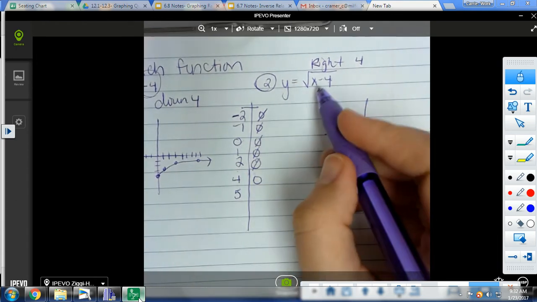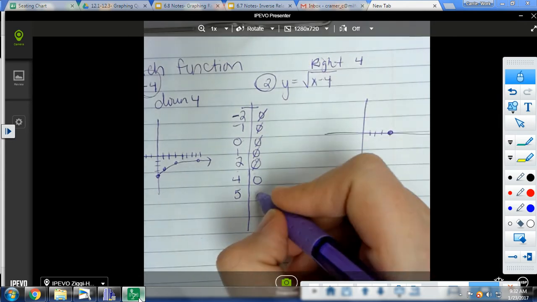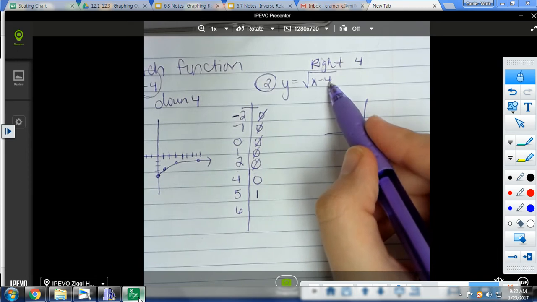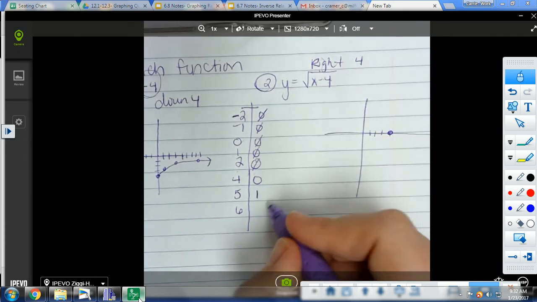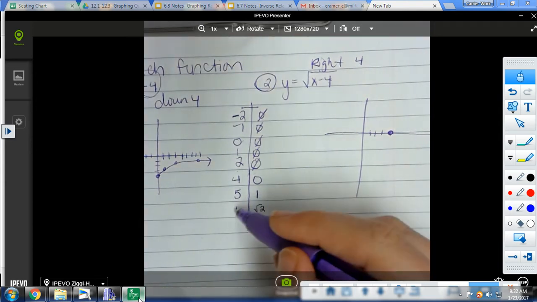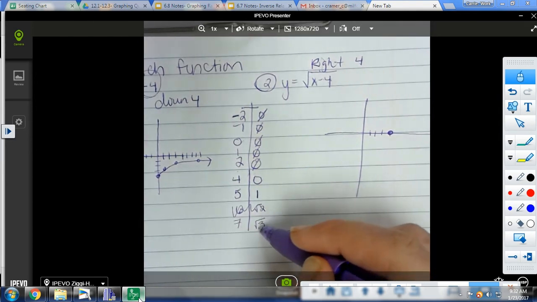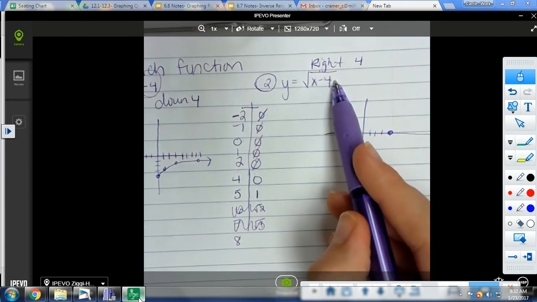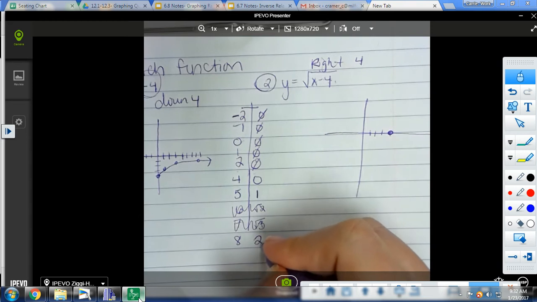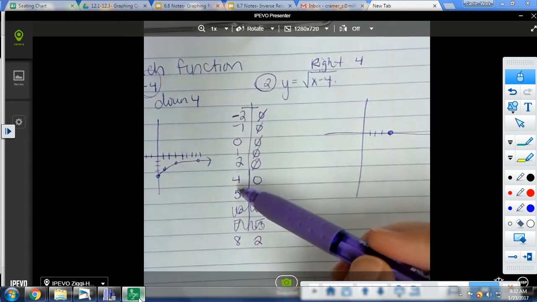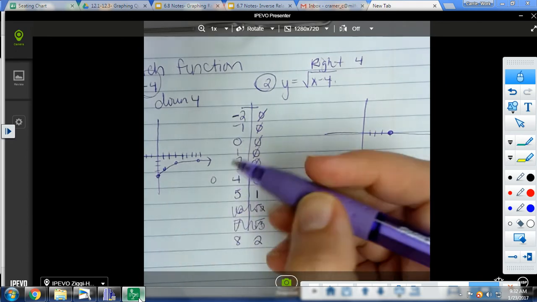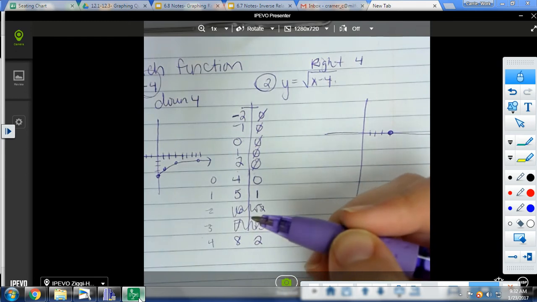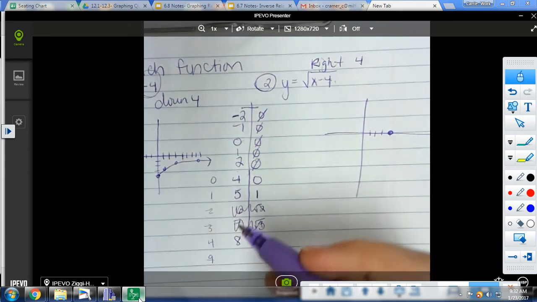So 5 minus 4 is 1. Square root of 1 is 1. 6 minus 4 is 2. Square root of 2 is a decimal, so that's not going to be very easy to graph. 7 is going to be square root of 3. That's not very easy to graph either. 8 minus 4 will be 4. Square root of that is 2. So that's a good point. Since we started at 4, our pattern is that 0, 1, 2 and 3 don't work. 4 does work. And then we know 9 also works.